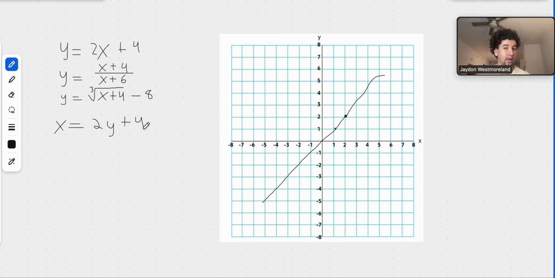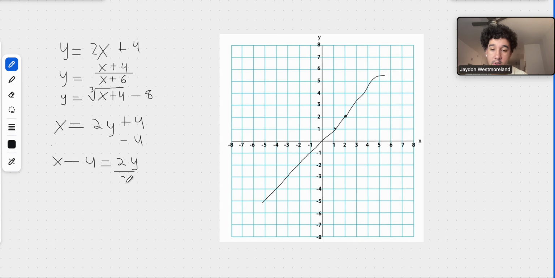Now, obviously, we can't leave it like this, because you'd never really see graphs shown where the output and the input are flip-flopped. Again, functions are vending machines where our y value is what we get out and our x value is what we get in. So we always have to have it set equal to our output value. The way that we're going to do that is solve back for y. So I'm going to subtract 4 from both sides. That's going to give me x minus 4 is equal to 2y.